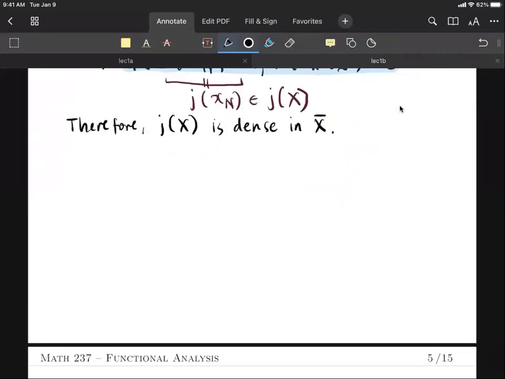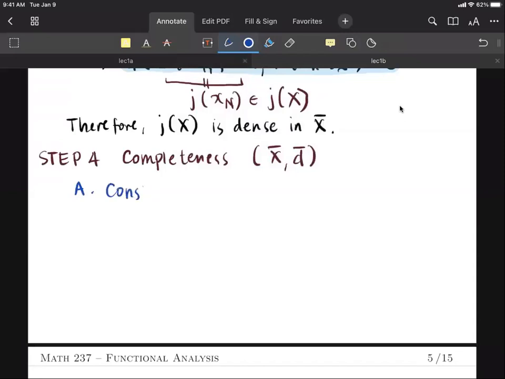So now for the final step of the proof, we need to show completeness. Of course, of the pair x bar, d bar. Well, this is the generic or the basic step in proving completeness. So the first step is that you want to construct the limit.